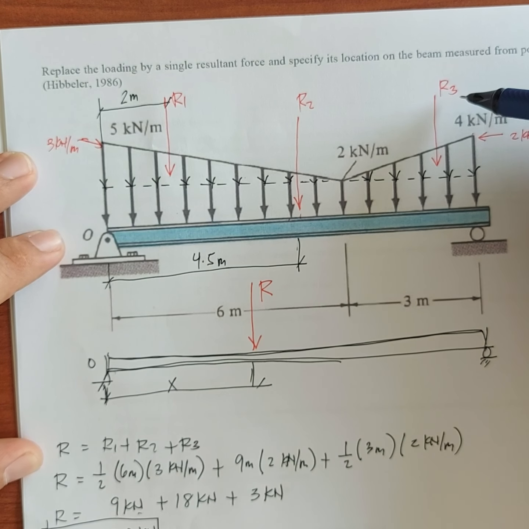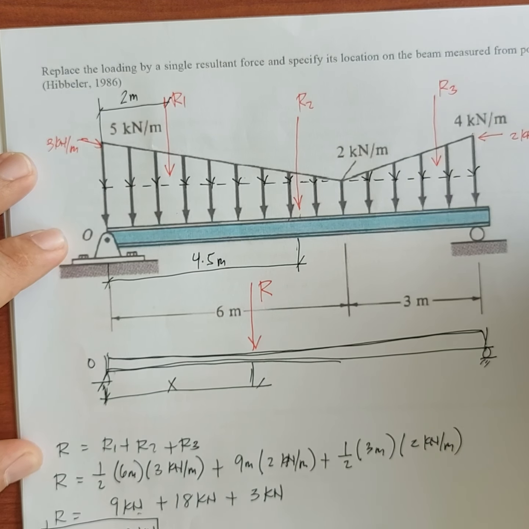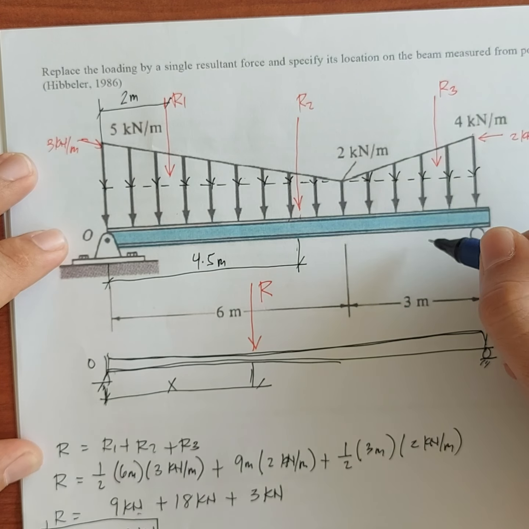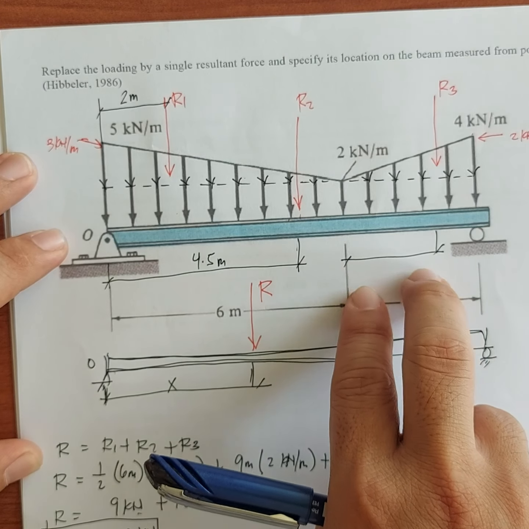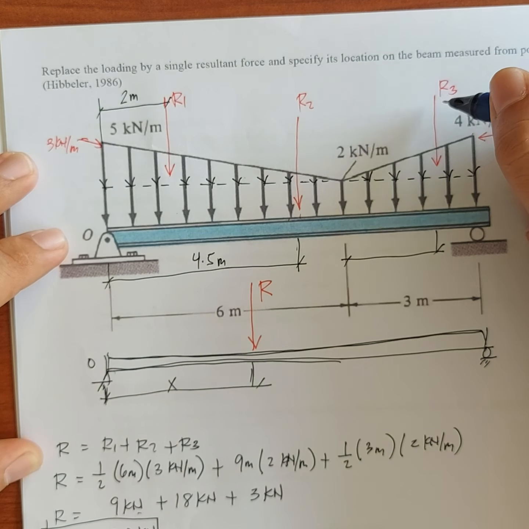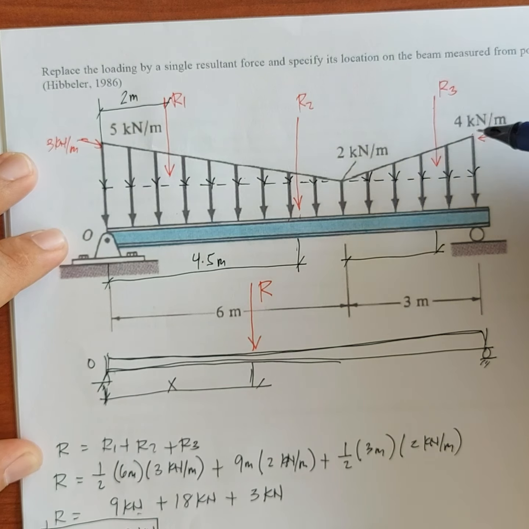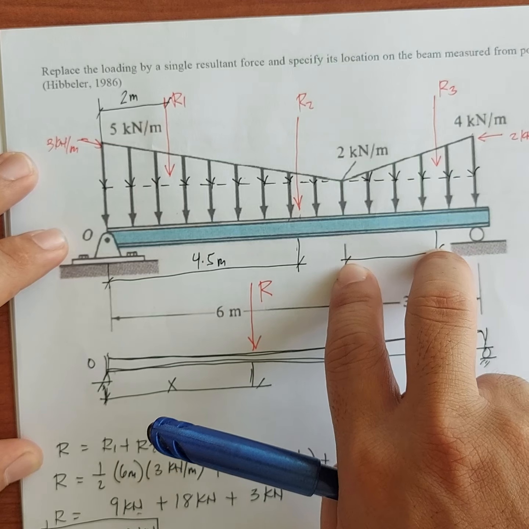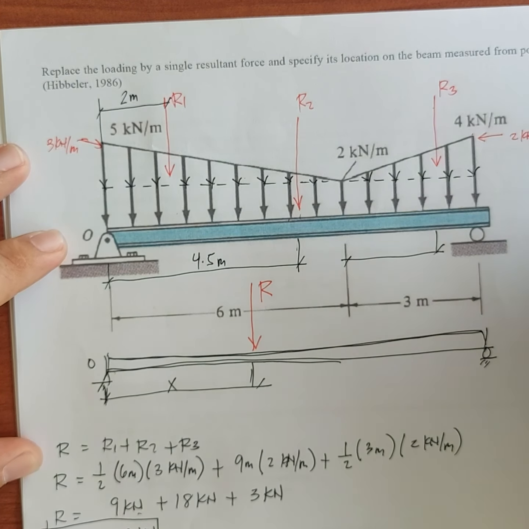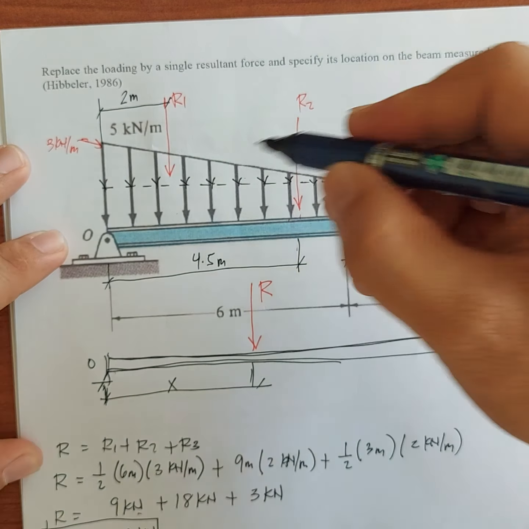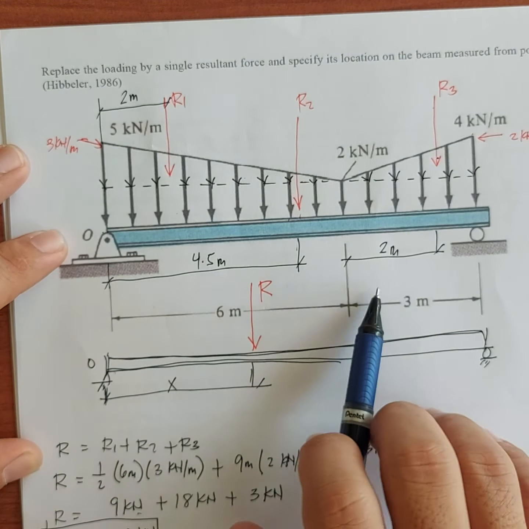And then the moment arm of R3 about O. So 6 plus this distance. R3 is located 1/3 of 3 from this point, but we need this distance. What is that distance? 2/3 of 3, which is 2 meters. So R3's moment arm from point O is 6 plus 2 meters.